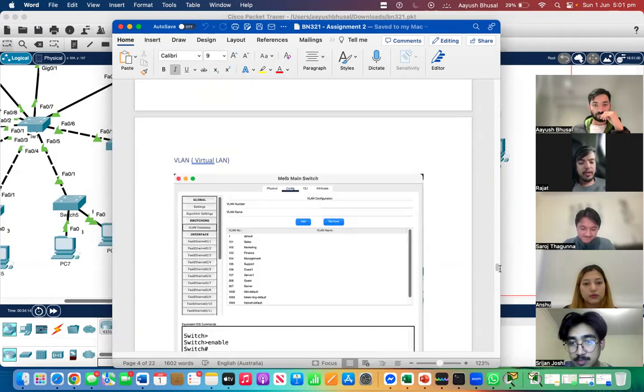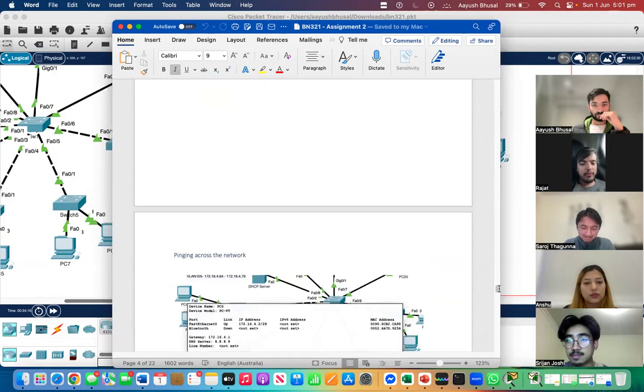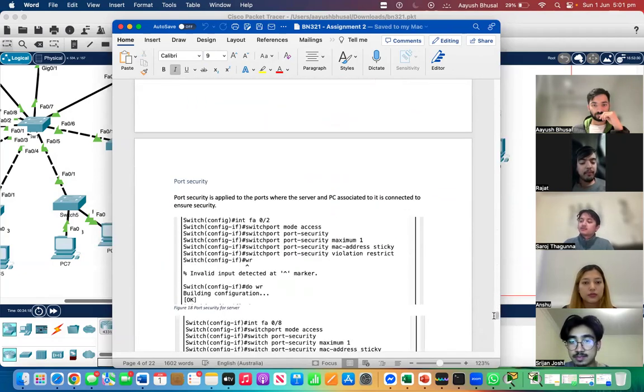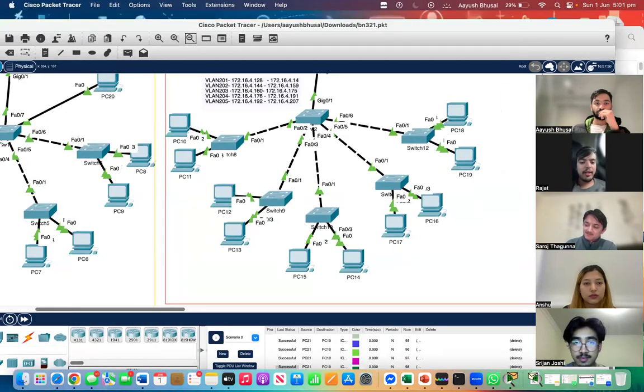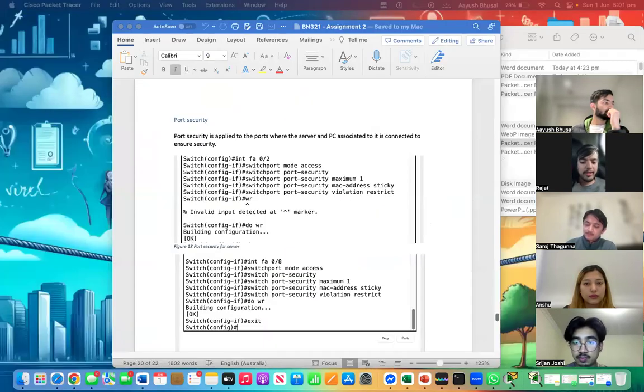We have enabled port security in our network on the server and the PC associated with the server. Port security is applied to the ports where the server and its associated PC are connected, to ensure security in the network. No one should be able to access data through that port after we enable port security. As written in the command, port security maximum one allows just one unique MAC address on the interface, so nobody else can access through that port. The other one is port security with MAC address sticky.